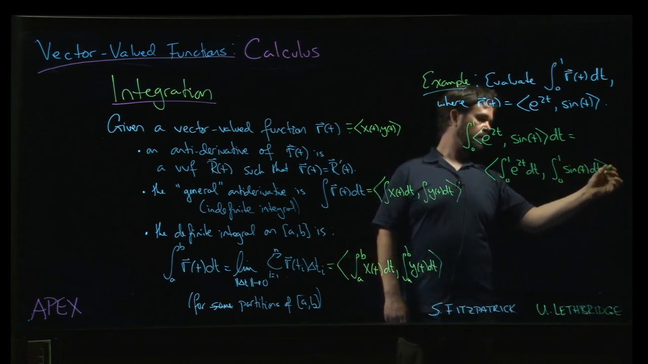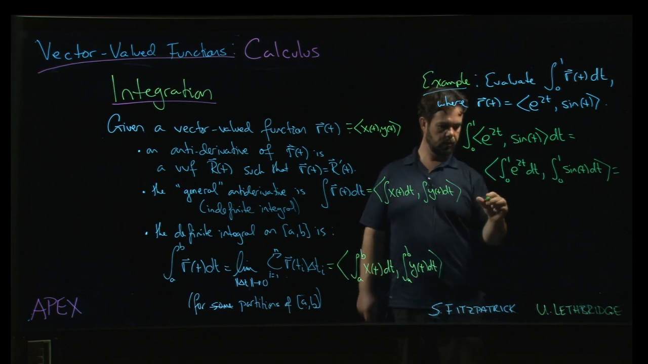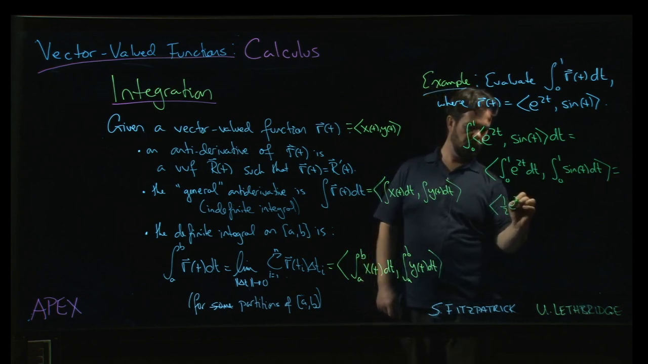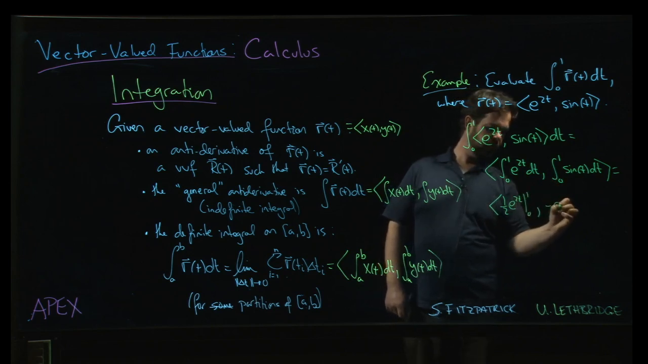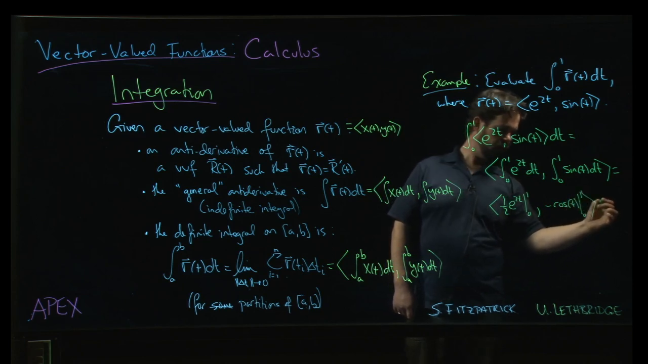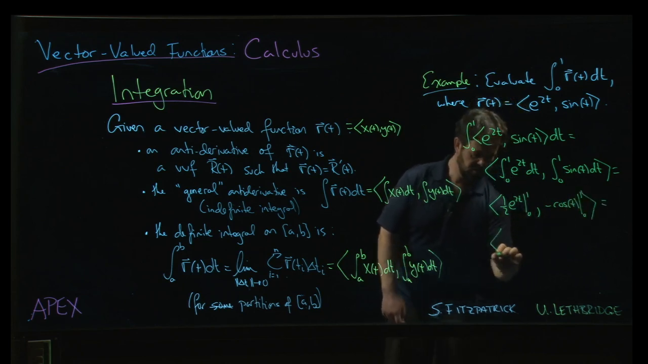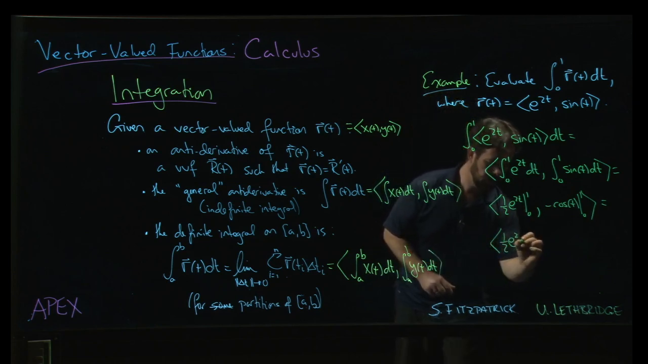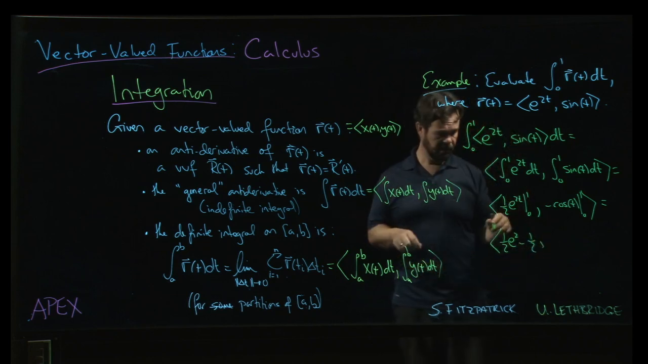Right. So here we get 1 half e to the 2t from 0 to 1. Here we have minus cosine t from 0 to 1. And so the vector that we get is going to be 1 half e to the 2 minus 1 half, well, e to the 0, but that's 1.